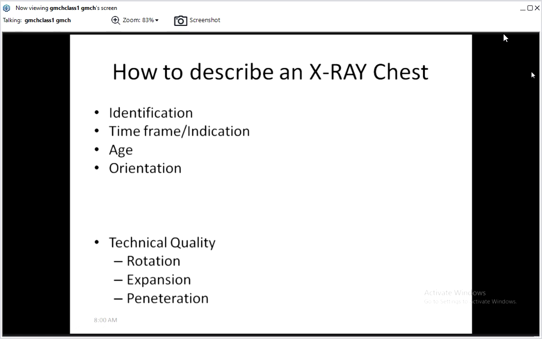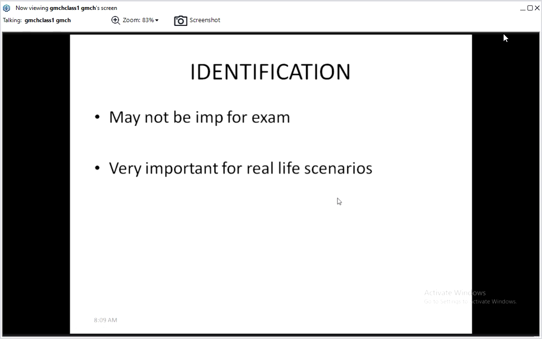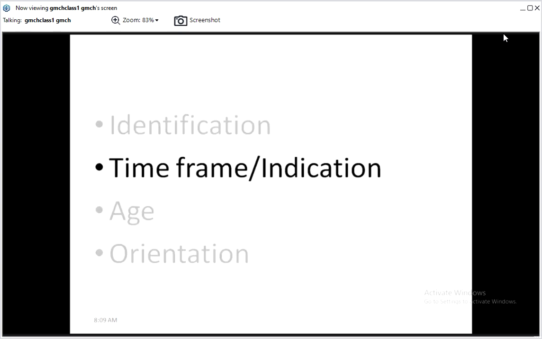Okay, so these are the few things which you have to look for when you describe an X-ray chest. We will be discussing these one by one. First of all, identification. Why is identification important? It might not be very important as far as the exam is concerned, but in real life scenarios, identification is very important, because you may interpret the X-ray of a particular person for someone else, and you may do the intervention accordingly.